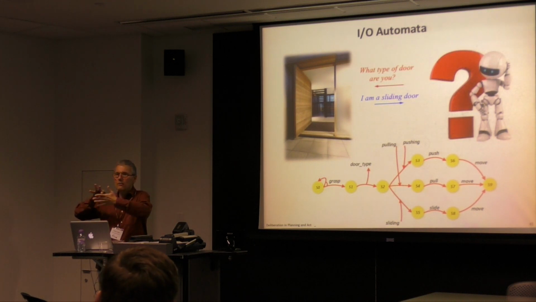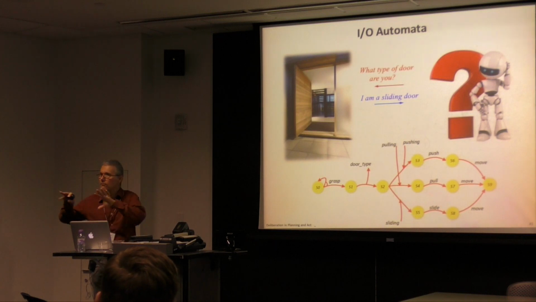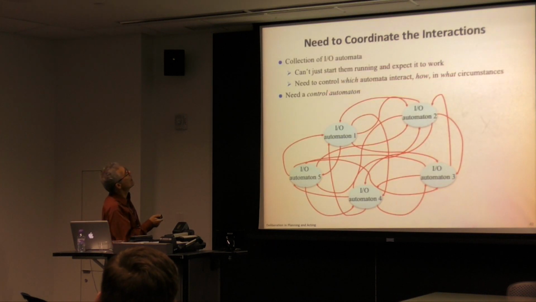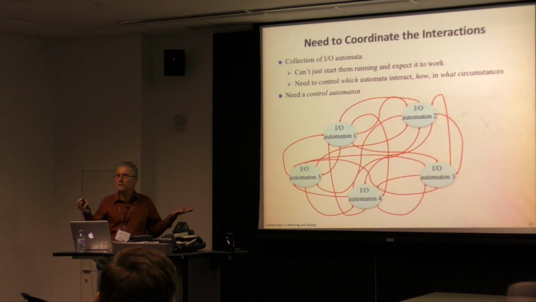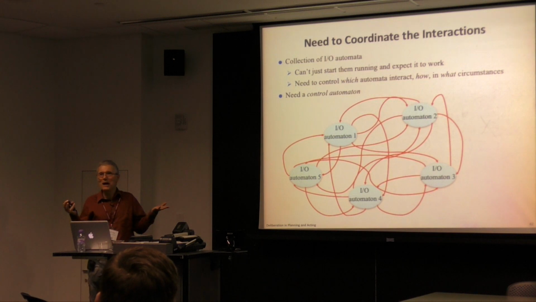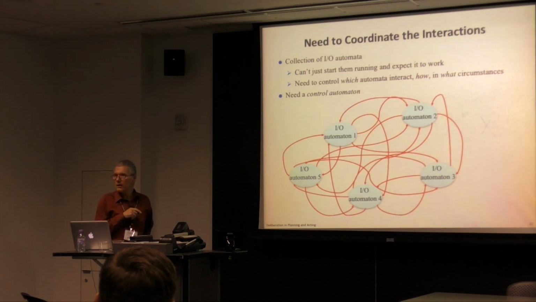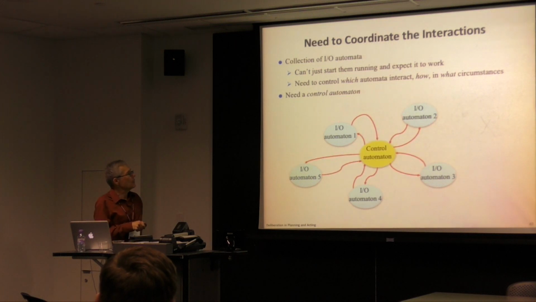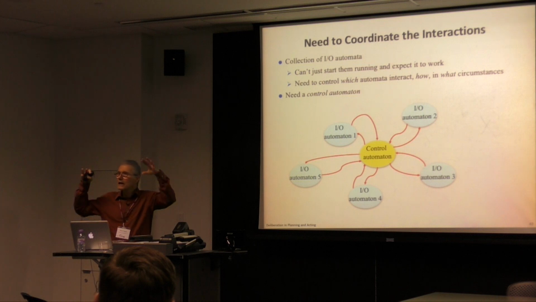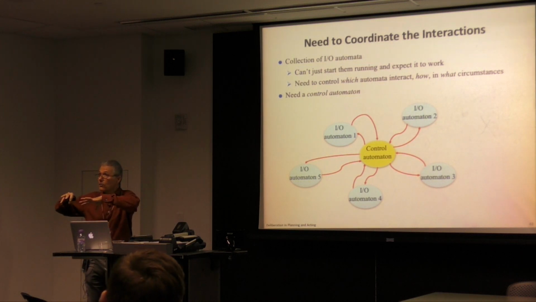And we're going to need some way for multiple agents to communicate with each other if they're going to coordinate. So if we have a collection of I/O automata, we can't just start them running and hope that the interactions are going to work out. They may not work with each other in the way that we want them to. What we need instead is a control automaton of some sort, which will send inputs to these things, get back what they produce as output, and based on that decide what it wants to send to various other automata in order to get the interaction to work out the way it should.